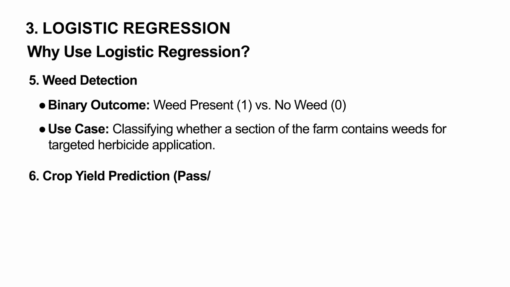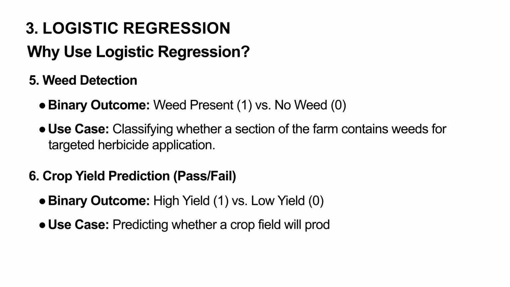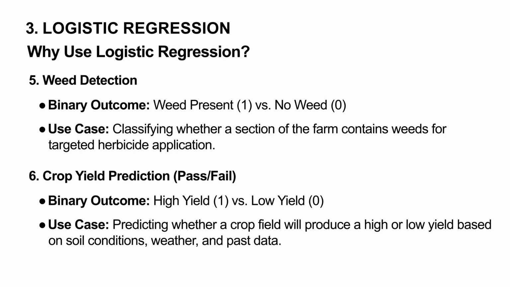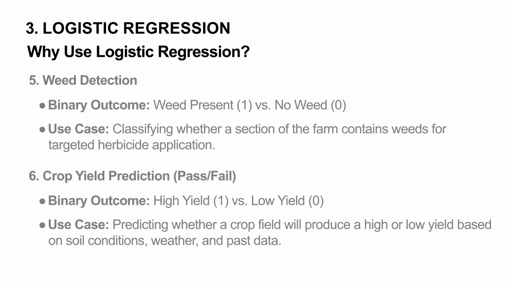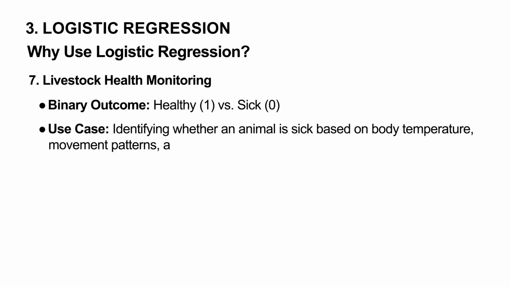6th, crop yield prediction. Binary outcome, high yield 1 versus low yield 0. Use case, predicting whether a crop field will produce a high or low yield based on soil conditions, weather, and past data. 7th, livestock health monitoring. Binary outcome, healthy 1 versus sick 0. Use case, identifying whether an animal is sick based on body temperature, movement patterns, and feeding behavior.